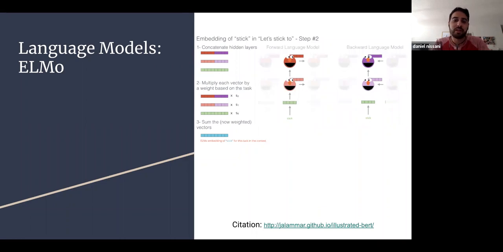It's going to concatenate the hidden layers within both language models. Then that's going to be multiplied by some weights. And those weights, once we sum all of that up, we get our new word vector for stick. So this is how Elmo works.